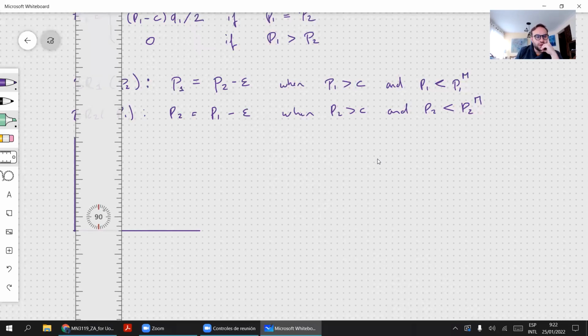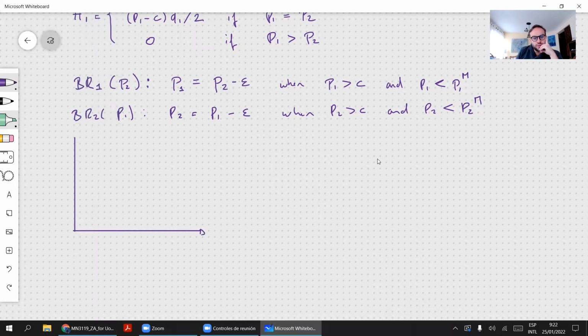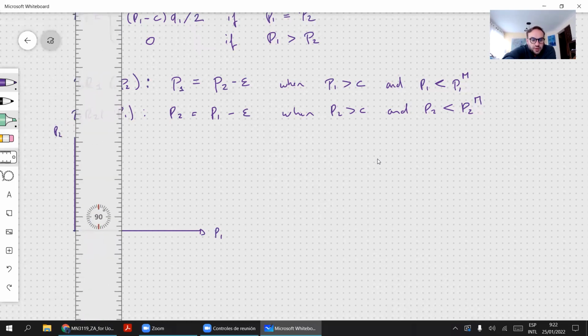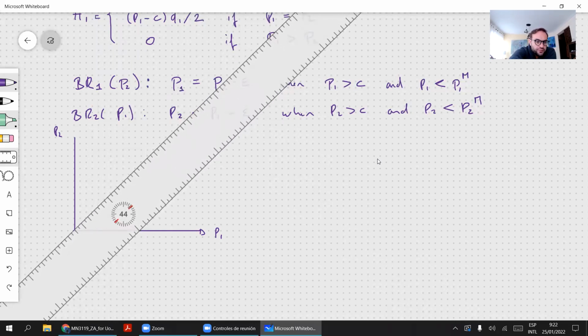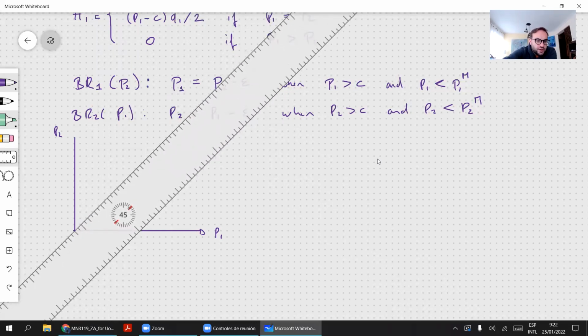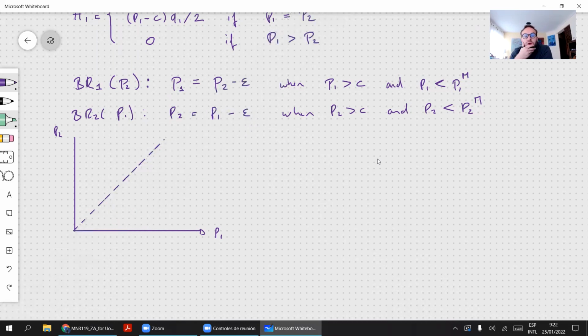So I'm going to put here the price of firm 1 and firm 2. These are strategic complements. I'm going to draw the 45 degree line, which is when you have equal price among the two. And then I want to draw the best response function of the firms.